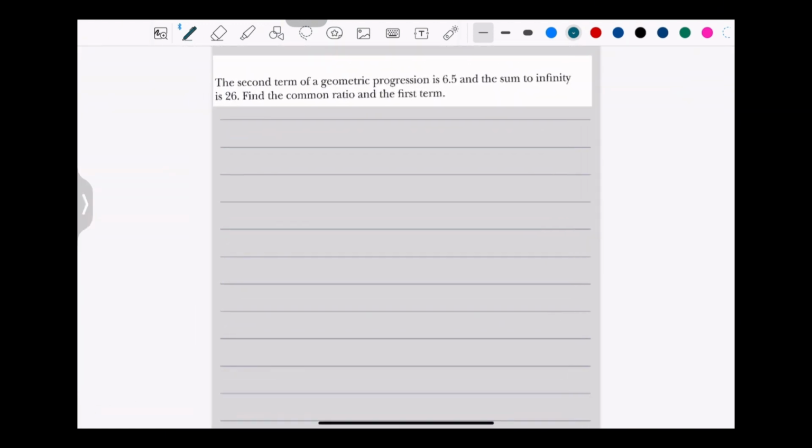Okay, now here, the second term of a GP is 6.5. There's a progression in which the second term, I can say u of 2, which is 6.5, just collecting the data right now, and sum to infinity is 26. Find the common ratio and the first term. So first step, whenever you have a situation like this, you do revert back to what they are.